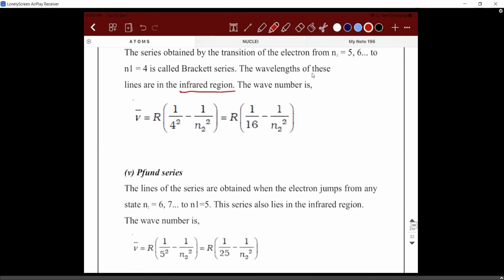Okay. The last one, the Pfund series. It jumps from any higher orbit and it should stop at the fifth orbit. So n1 will be 5, n1 square is going to be 25. So this is going to be the formula. So next time when you have a problem, looking at the problem, you can directly use this like a formula itself. But it's very simple, right? You can remember it. R into 1 by n1 square minus 1 by n2 square.